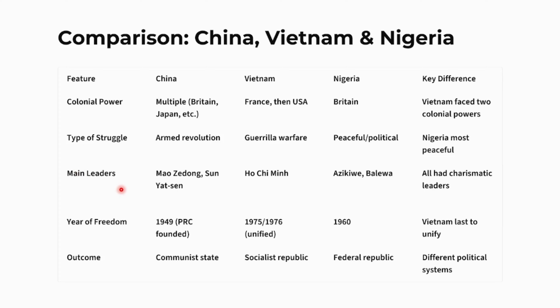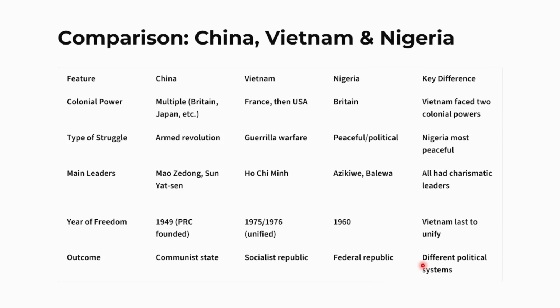Okay, main leaders: China, Mao Zedong, Sun Yat-sen, whereas Vietnam, Ho Chi Minh, whereas Nigeria, Azikiwe, Balewa. Then features: year of freedom. China got freedom in 1949, PRC founded. Then Vietnam 1975, unified in 1976. Nigeria got freedom in 1960. As for outcome, China became a communist state, whereas Vietnam became a Socialist Republic, then Nigeria became a Federal Republic. So different political systems were there.